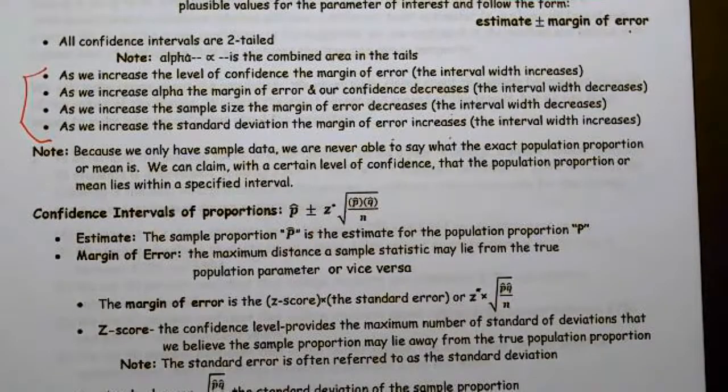Because we only have sample data, we are never able to say what the exact population proportion or mean is. We can claim with a certain level of confidence where we believe it to be located, all right?